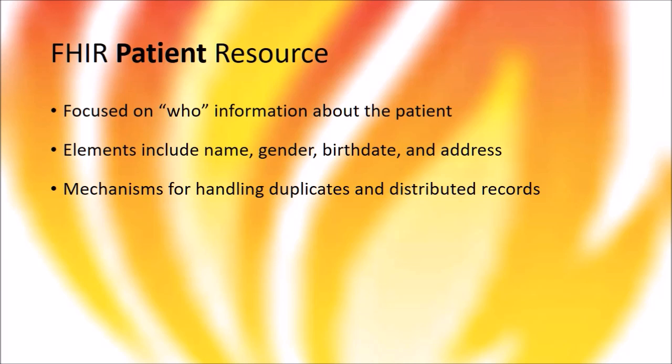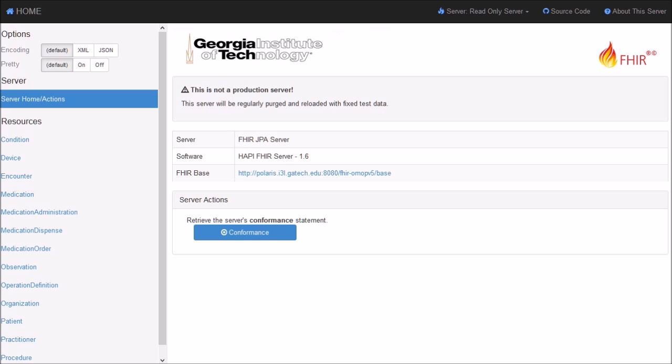Resources are used to modularize FHIR into manageable components. For example, one of the obvious resources you would expect to find is the patient resource. This resource is used to communicate the WHO information about a patient, such as name, gender, and birth date. The resource also has mechanisms built into it to handle duplicate records and records stored in multiple systems or locations. Let's use the Georgia Tech implementation of FHIR to see what the patient resource looks like.